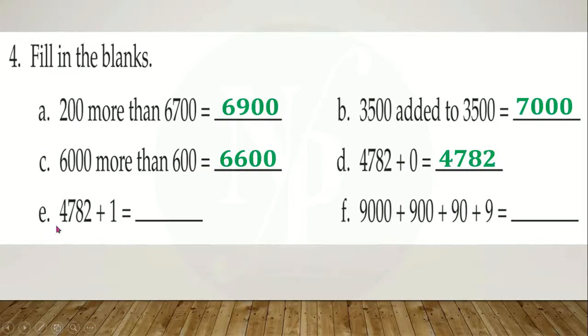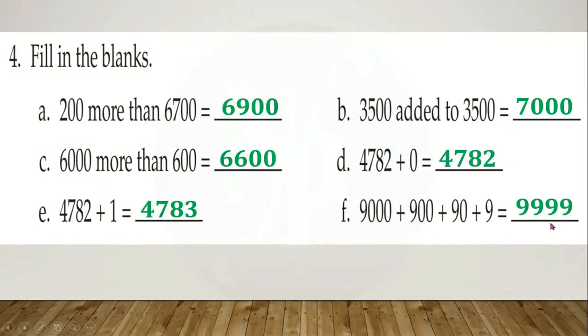Again here in E, we have 4782 plus 1. Will you get same number this time? No, you are adding 1 to it. So you will get the next number, or you will get the successor. That is 4783. Coming to F, we have 9000 plus 900 plus 90 plus 9. What we have here? 9999. Right? 9999.